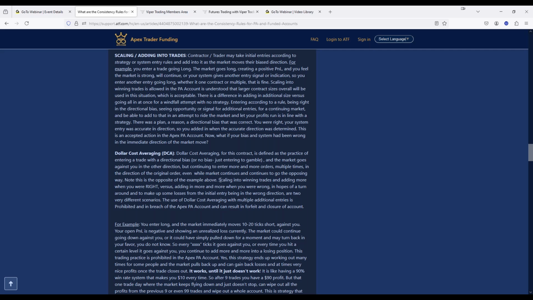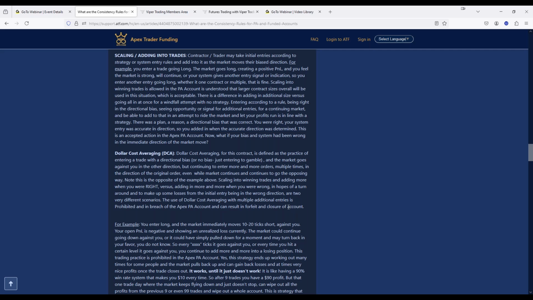This is the opposite of the example above, which is scaling in. Scaling into winning trades and adding more when you were right versus adding in more and more when you were wrong in hopes of a turnaround and to make up some losses from the initial entry being in the wrong direction are two very different scenarios. The use of dollar cost averaging with multiple additional entries is prohibited and in breach of the Apex PA account and can result in forfeit and closure of your account.